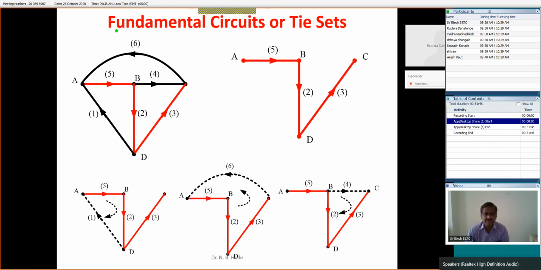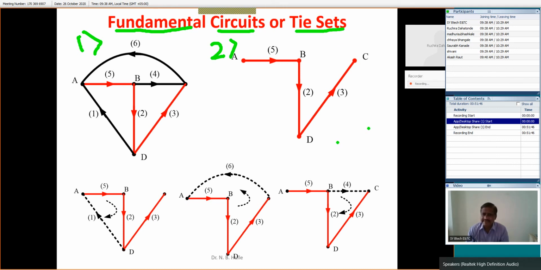First, I am trying to discuss the fundamental circuits, or only the tie sets. What are the tie sets? This is the graph which we have obtained for a circuit, to be exact. This is a directed graph. For this graph, first we will prepare a tree. Step number one is the preparation of the oriented graph. Step number two is the preparation of the tree.